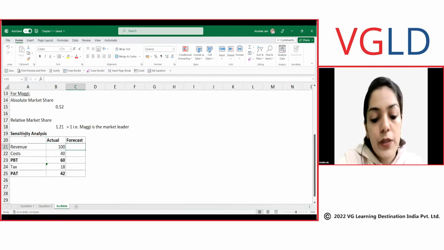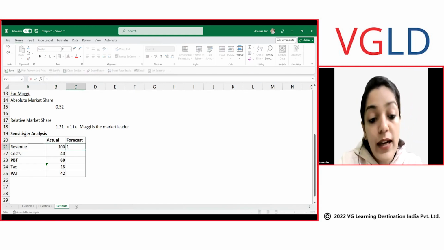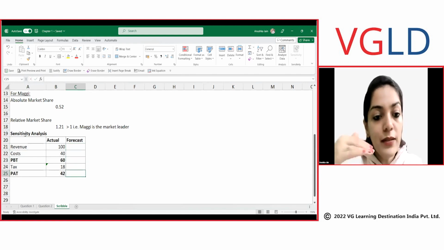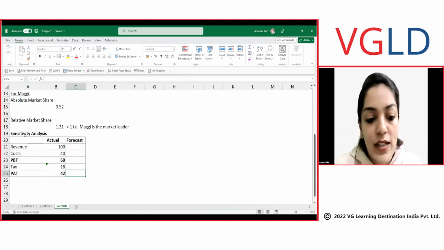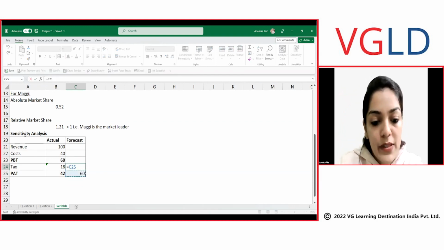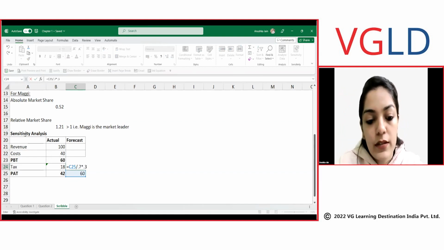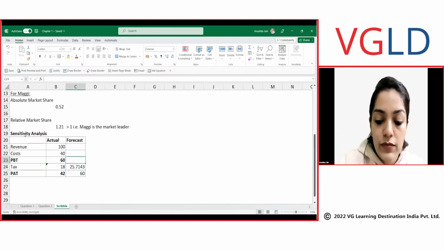I find out what the forecast would be, and what I have to achieve. So I'm doing an upward forecasting. I want to achieve a profit of 60 next year. Tax, I'm assuming to be the same. So this will be what? 0.7 into 0.3, 25.